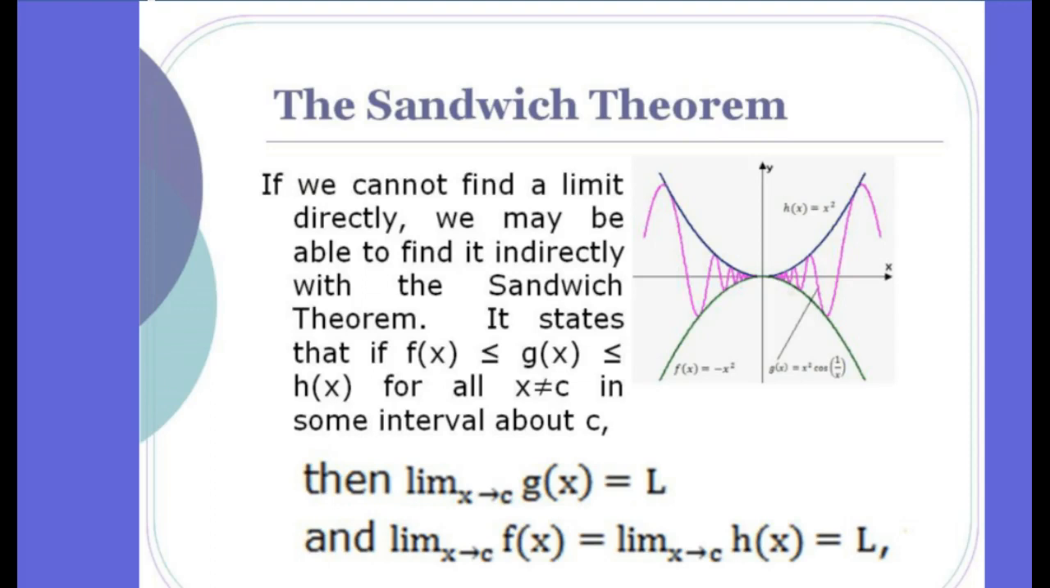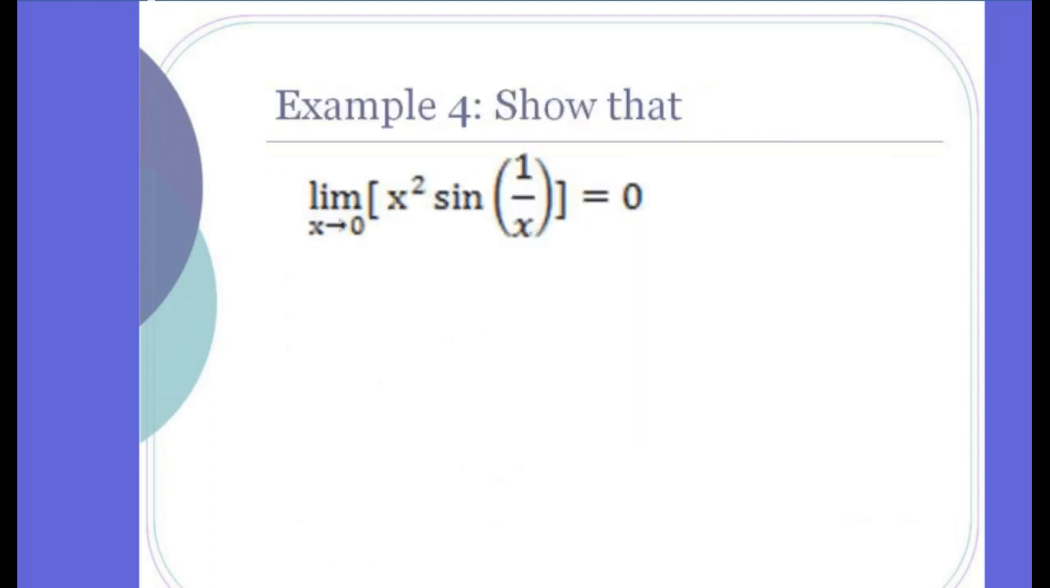So what we're going to do is a calculus version of a proof. You did proofs in geometry. We're going to do a calc version of a proof to prove why this is true. So we're going to use the example that as x goes to 0 of x squared sine 1 over x, and prove that it is equal to 0.